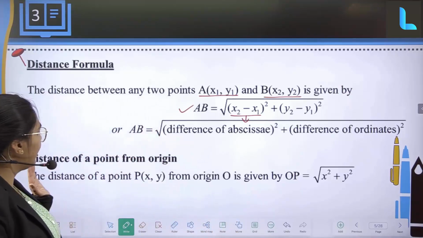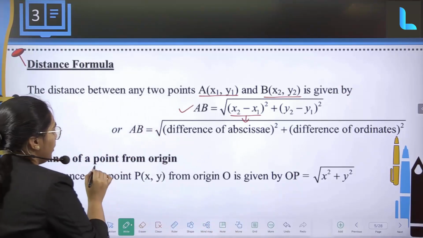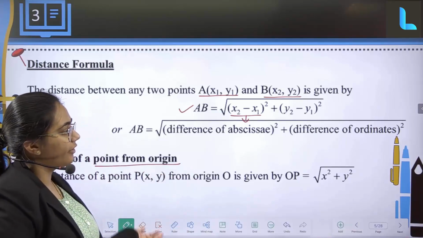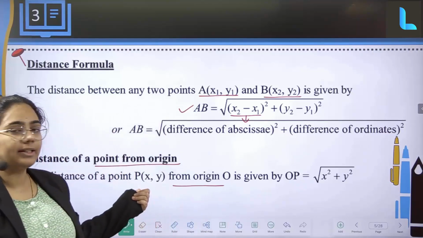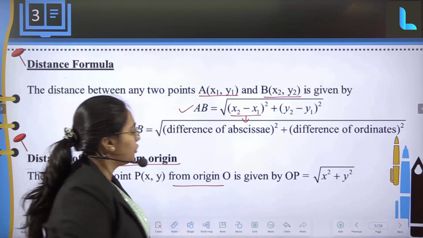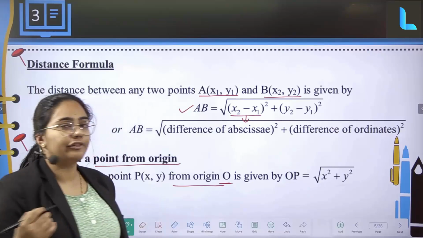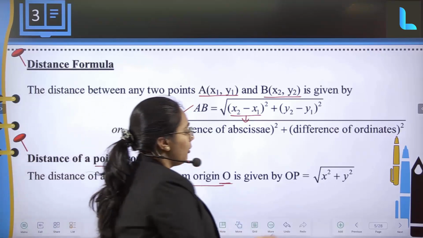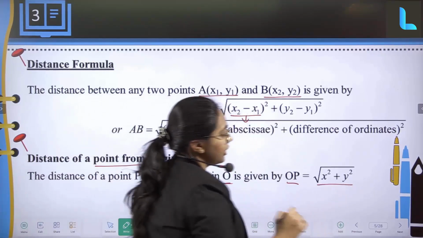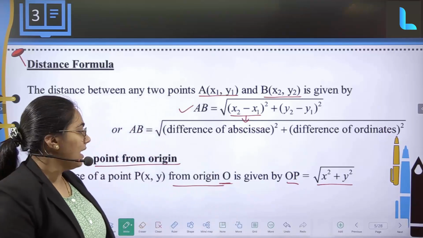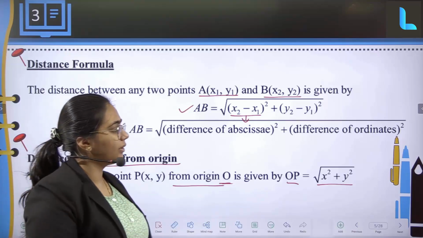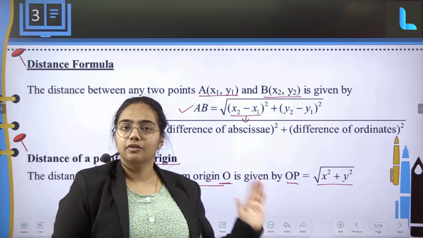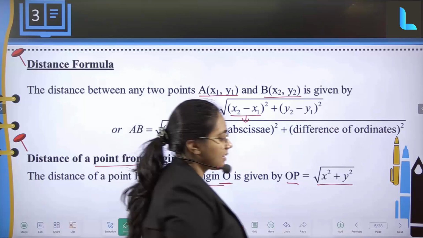Clear? Next, distance of a point from the origin. What is the formula going to be? For a point P, x comma y, from the origin O, OP is going to be the square root of x square plus y square. Why is it so? Because x1 and y1 are going to be equal to 0. Then directly you can consider this formula, which is the square root of x square plus y square.